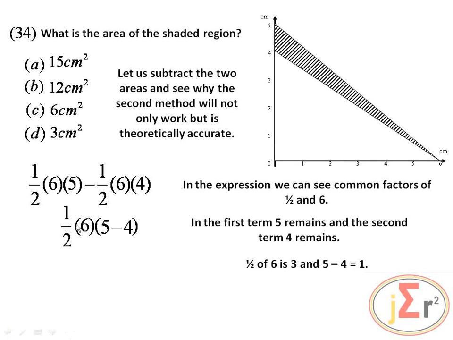So a half of 6 is 3, and 5 minus 4 is 1. So we will end up with 3 multiplied by 1, and that will be equal to 3. So that is 3 centimeters squared as before. And that is why we said the second method, we could have found half of the base, which is a half of 6, and multiply that by the difference in the two heights. So half of the base multiplied by the difference of the two heights, as we have them right there.